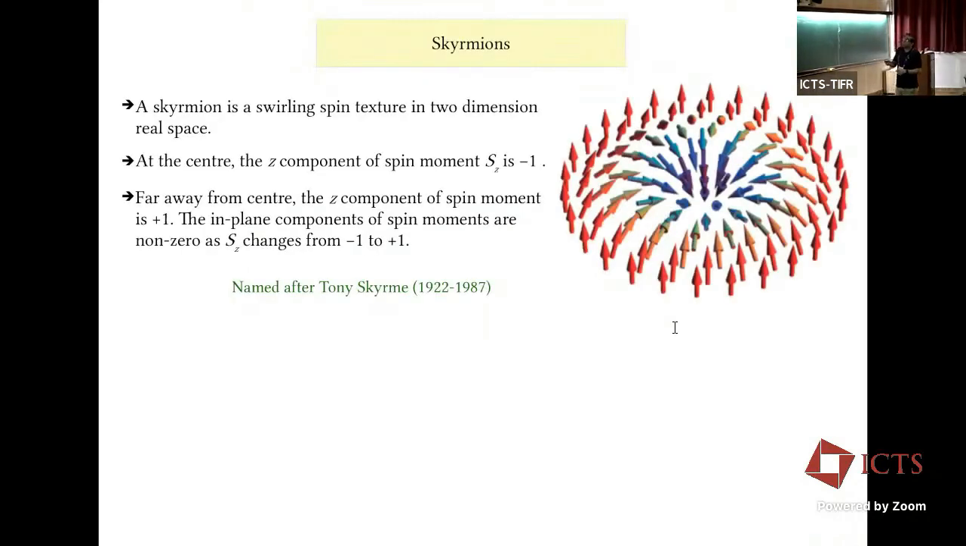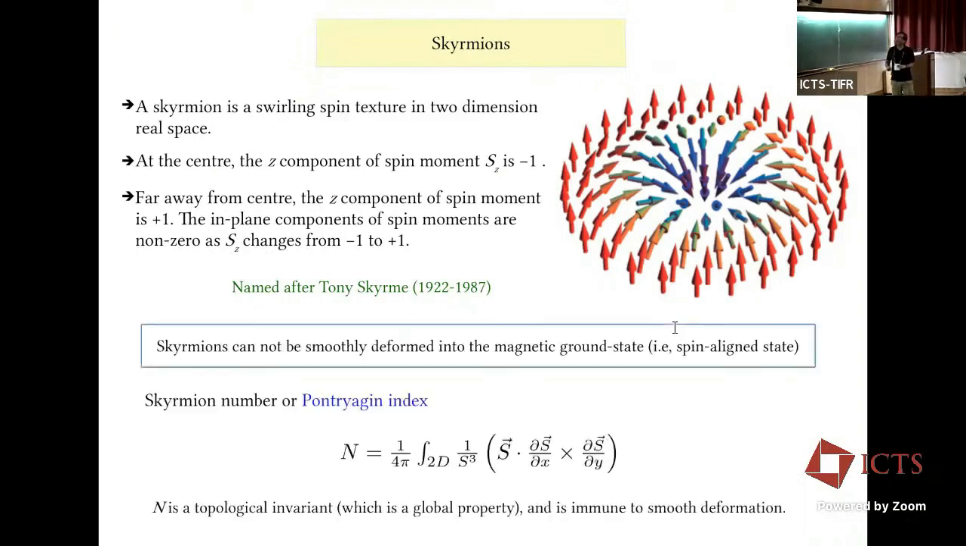So a skyrmion is a swirling spin texture in 2 dimensions in real space. It's a spin texture where the direction of the spin changes from, let's say, the origin to the boundary, and it does that in a very slow manner, such that the in-plane spins kind of move around it. This is named after Tony Skyrme, who I think was working in nuclear physics. A lot of interesting relation to what you do nowadays, like excitations are vortex-like and so on and so forth.